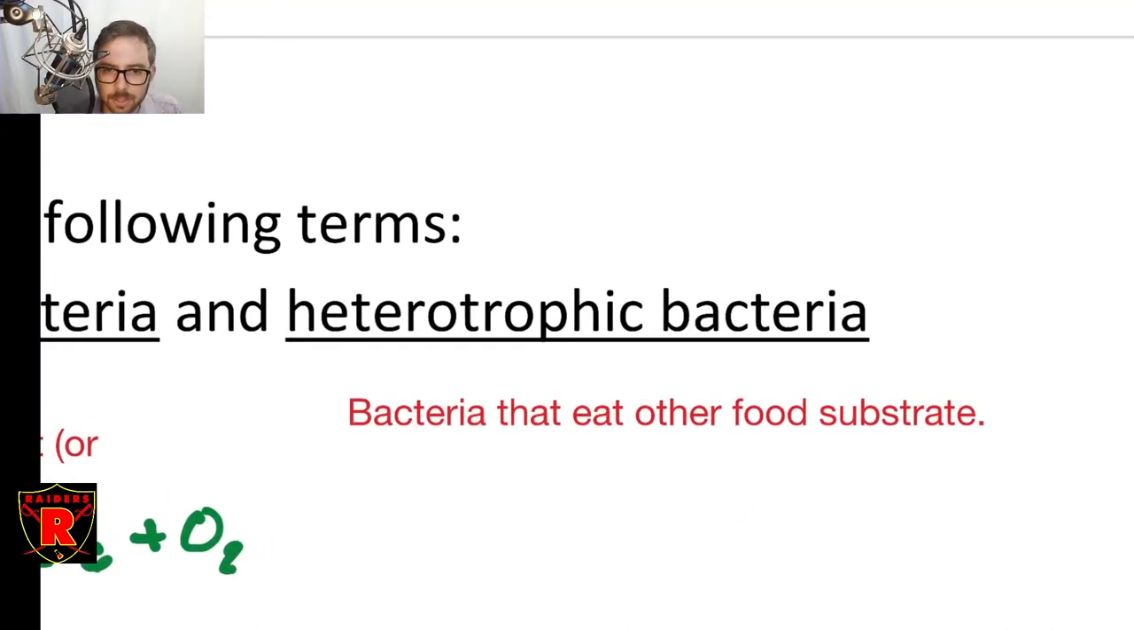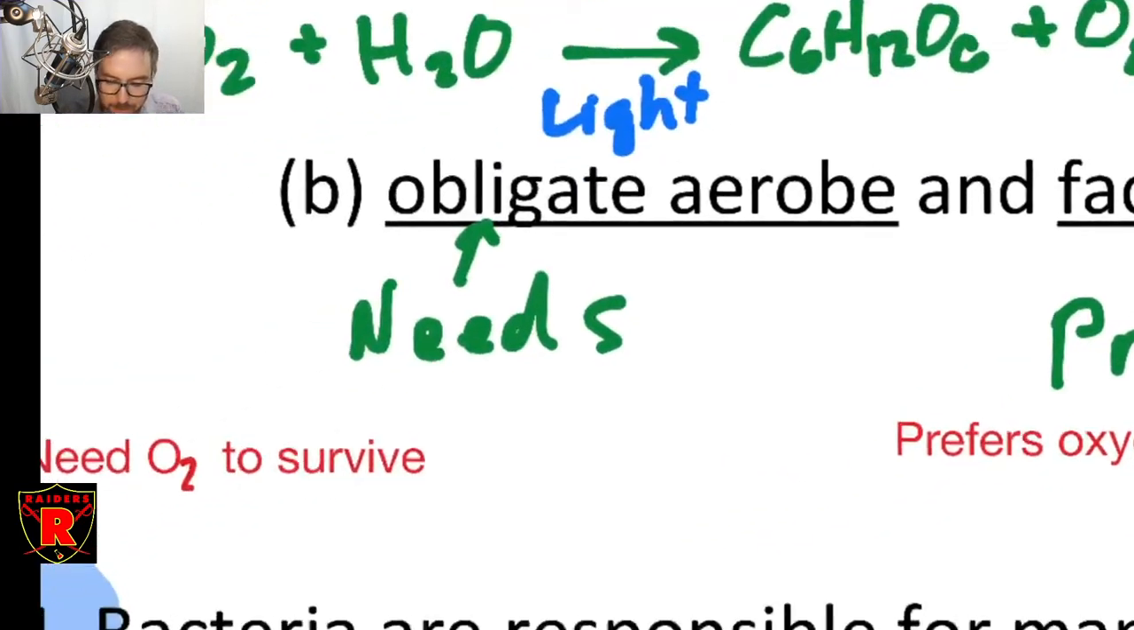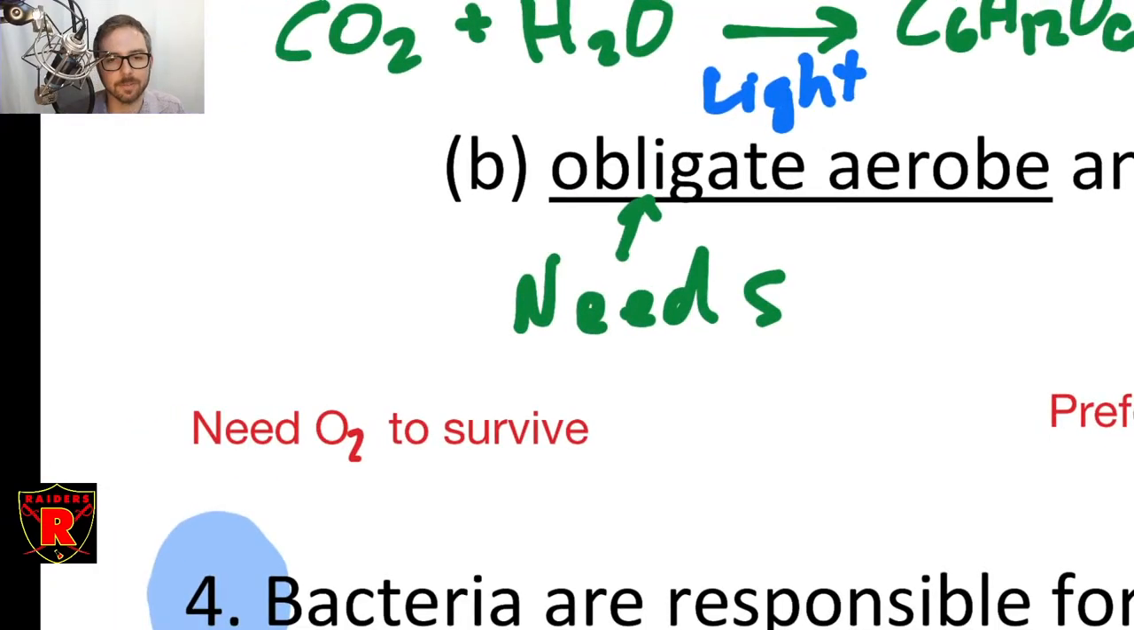There's also lots of bacteria that are heterotrophic. Heterotroph just means you rely on some other organism for your energy source. Hetero just means other. Other troph, other food. Something else is the food. That'd be bacteria that eat other stuff. You can also classify bacteria based on whether or not they need oxygen to live. So oftentimes you'll see bacteria categorized as an aerobe. An aerobe is something that requires oxygen.